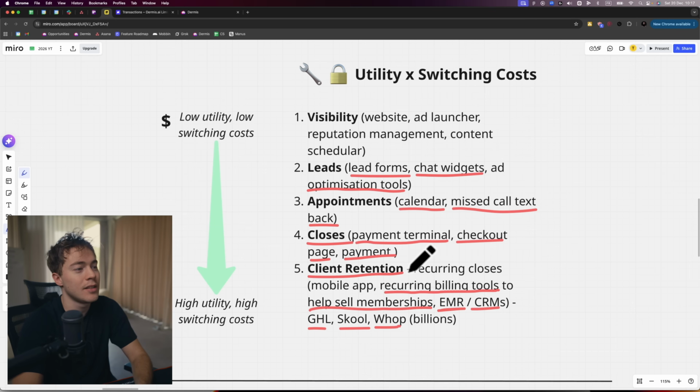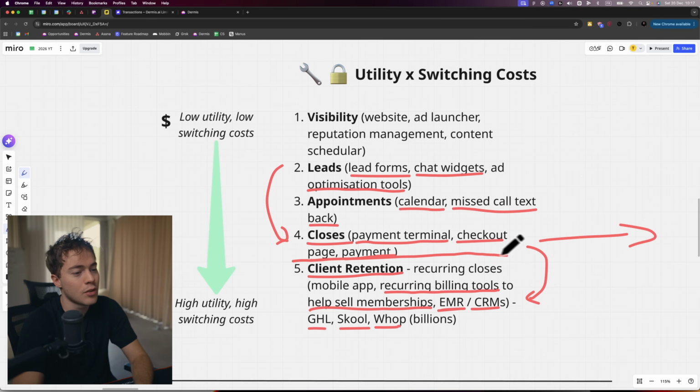Okay, most businesses get clients that come in, right? They come in from a website, from leads, from appointments, and they become a close, but then the client just leaves. What you want is a tool that retains the client, who comes back, and that is going to make it extremely difficult for them to cancel, because you are the reason they can continue to even invest in all this stuff up here.